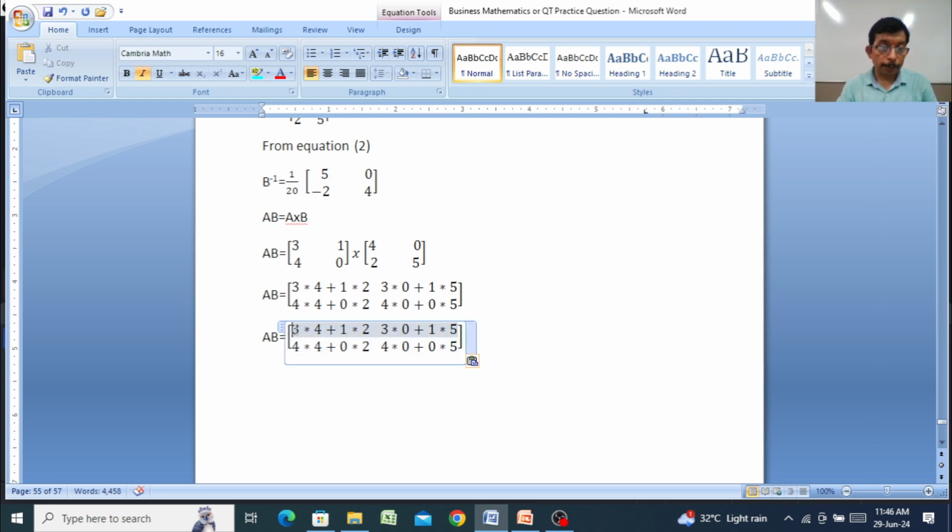Now simplify. 3 times 4 is 12 plus 2 times 1 is 2. 3 into 0, 0, plus 5 times 1 is 5. 4 times 4 is 16. 0 plus 2 times 0 is 0. 4 into 0 is 0, plus 0 into 5 is 0.